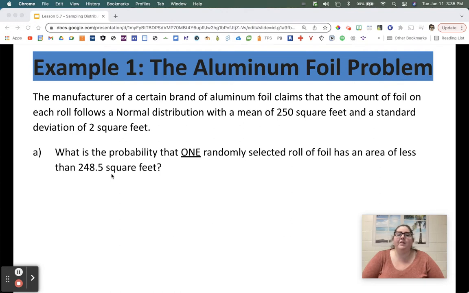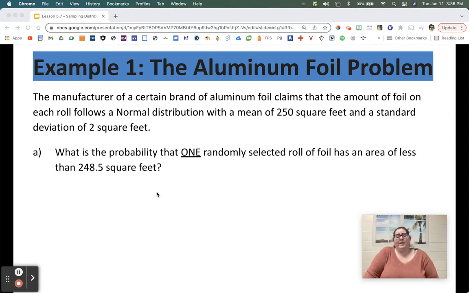So example 1 says that the manufacturer of a certain brand of aluminum foil claims that the amount of foil on each roll follows a normal distribution with a mean of 250 square feet and a standard deviation of 2 square feet. So this first question says, what is the probability that one randomly selected roll of foil has an area of less than 248.5 square feet? So this was just asking about one. We're not even talking about a sample or a sample mean. And remember, a sampling distribution is looking at a sample statistic compared to what we would expect for samples of that size. This is just talking about one.